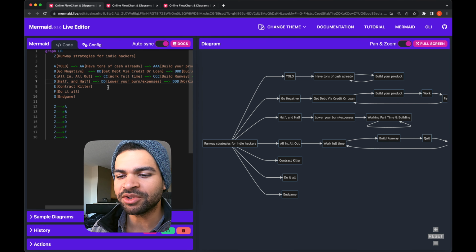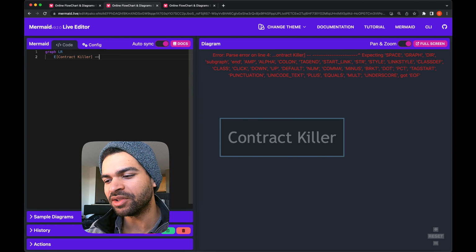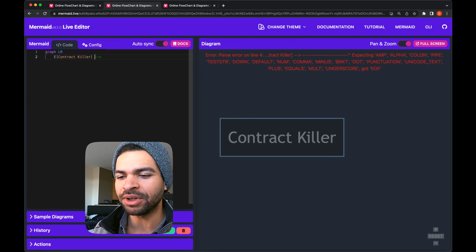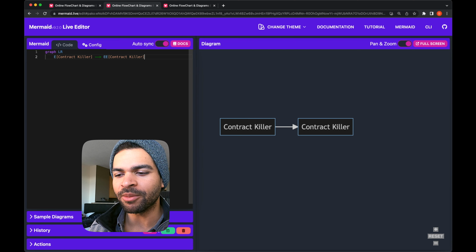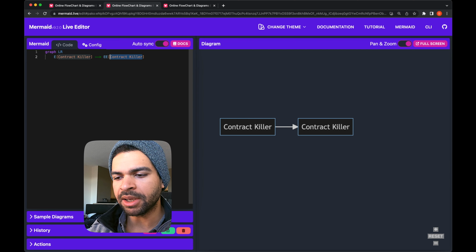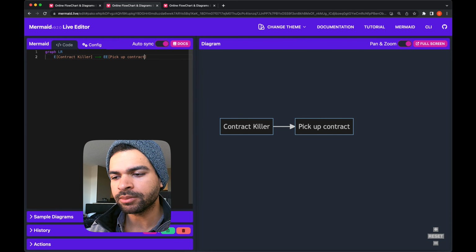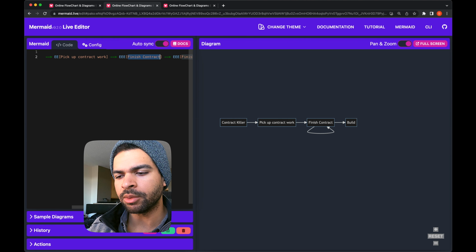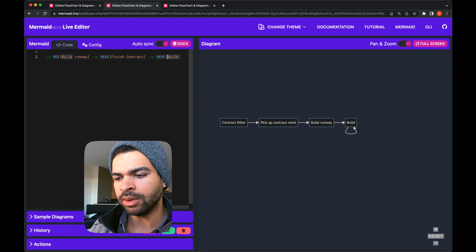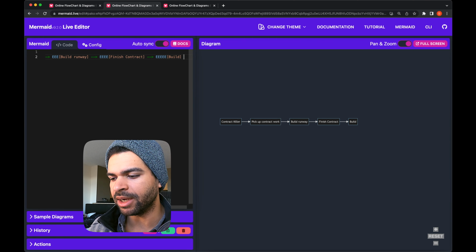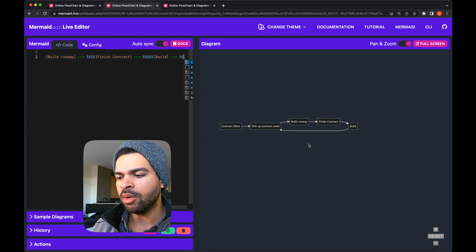All right, so next strategy, let's talk about contract killer, right? So this is, I think, a pretty clean strategy for managing your runway. So you're going to pick up contract work, build runway, finish contract, then we're gonna build, and then we're gonna repeat, right? So pretty clean strategy.